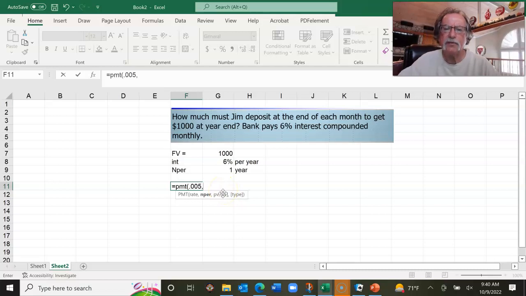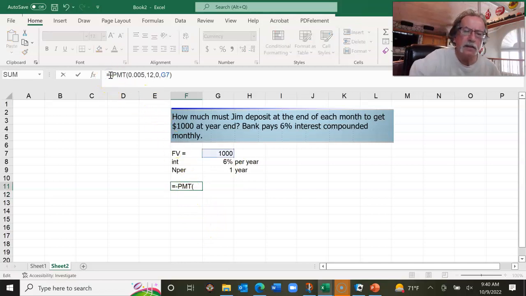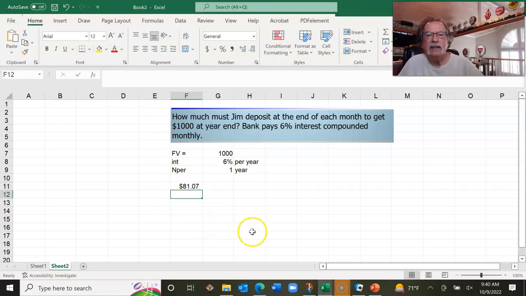Number of periods is going to be 12. Our present amount, we don't have a present amount. So the value, we have to enter a value there, it's 0. We have a future amount. We're looking for a future amount, and that is going to be 1,000. Now again, it flips the sign. So this is telling us we need to deposit $81 a month if we're going to earn 6% per year compounded monthly to have $1,000 at the end of 1 year.